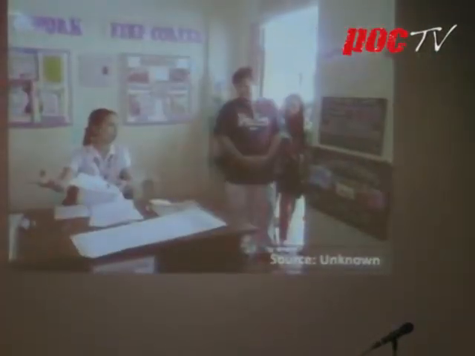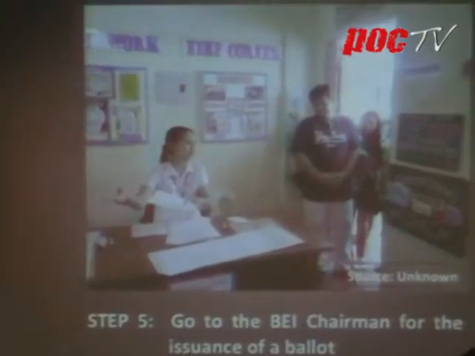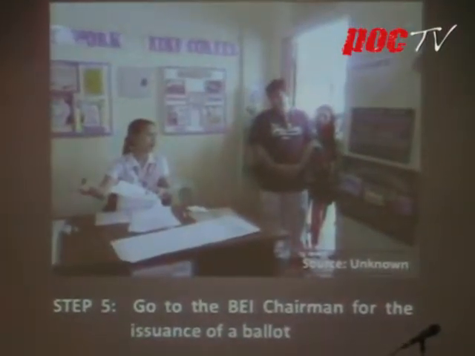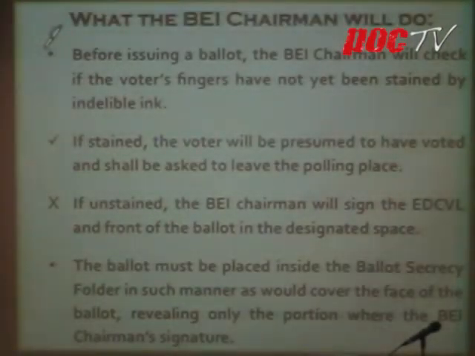Step 5. You should go to the BEI chairman for the issuance of your ballot. Only the BEI chairman can give you the ballot. So you have to make sure that only the BEI chairman gives you a ballot, because that might be a fake ballot. This is what the chairman will do.